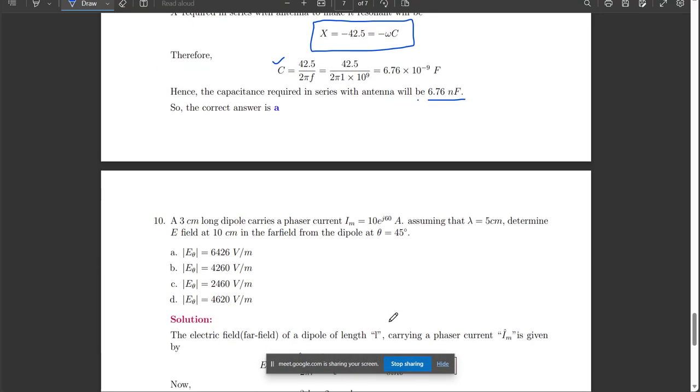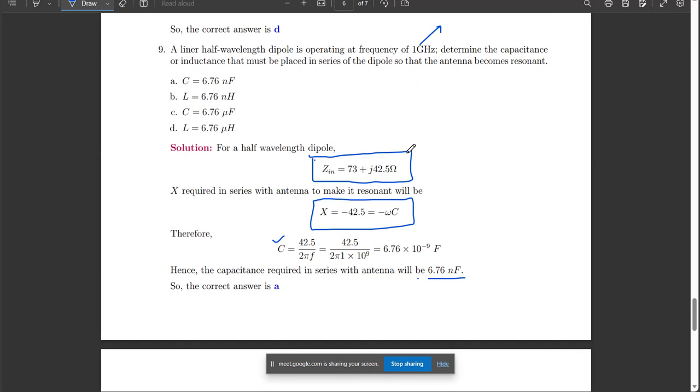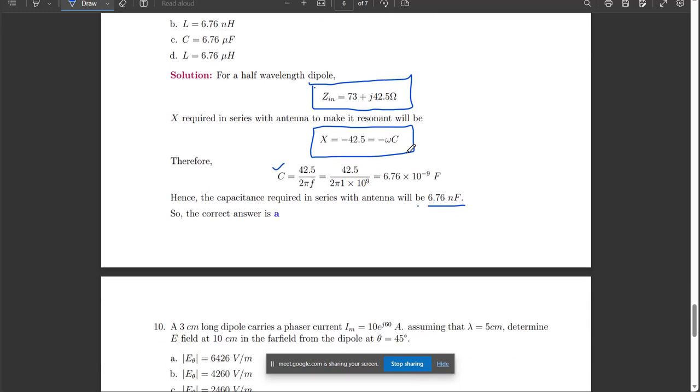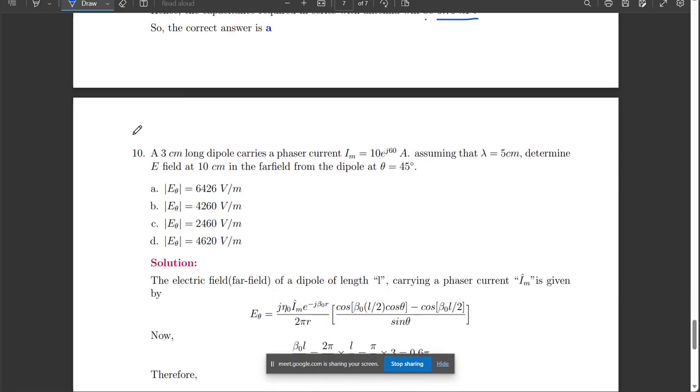Okay, let's try to solve the next question. Any doubt anyone here in question number 9? Okay, so let's solve question number 10 then. Question number 10: a 3 centimeter long dipole carries a phasor current Im equal to 10 e to the power j 60 amperes.